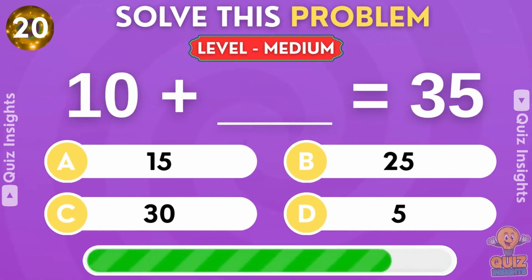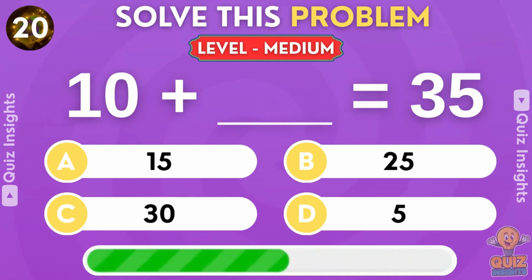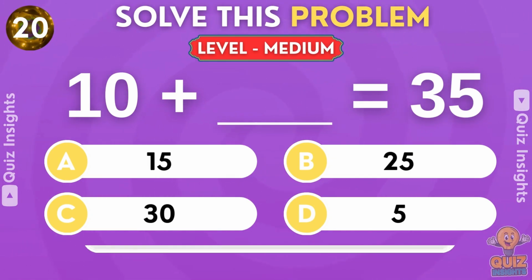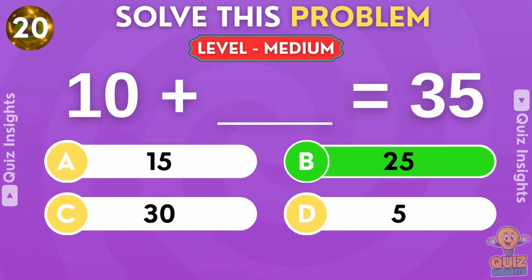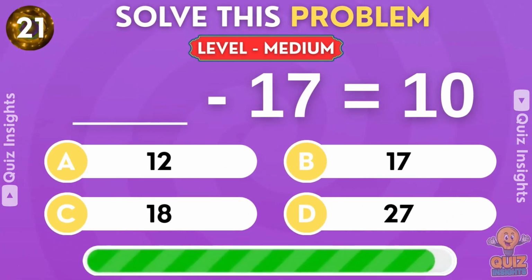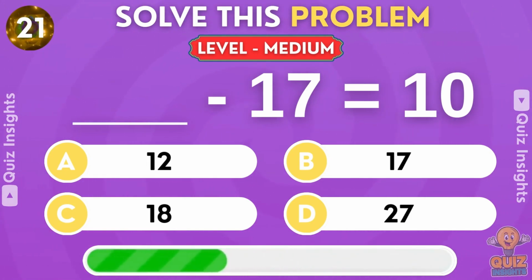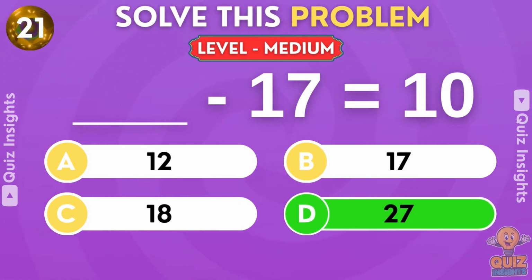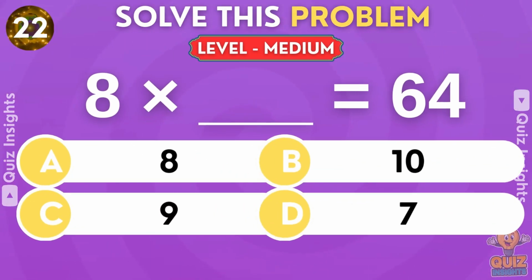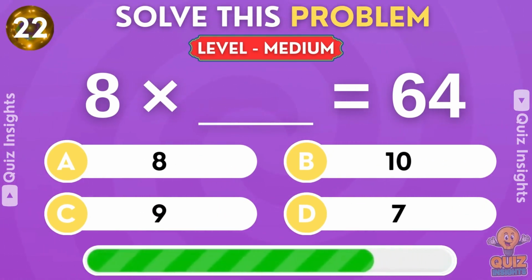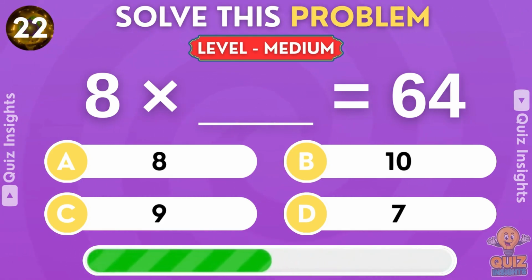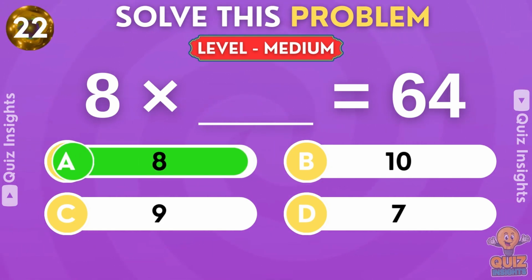10 plus what number equals 35? Yes, it's 25. What number minus 17 equals 10? Yes, it's 27. 8 multiplied by what number equals 64? Correct answer is 8.